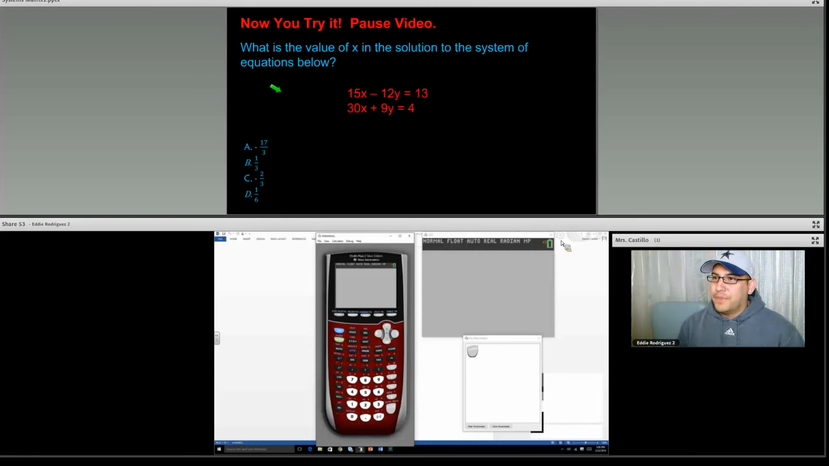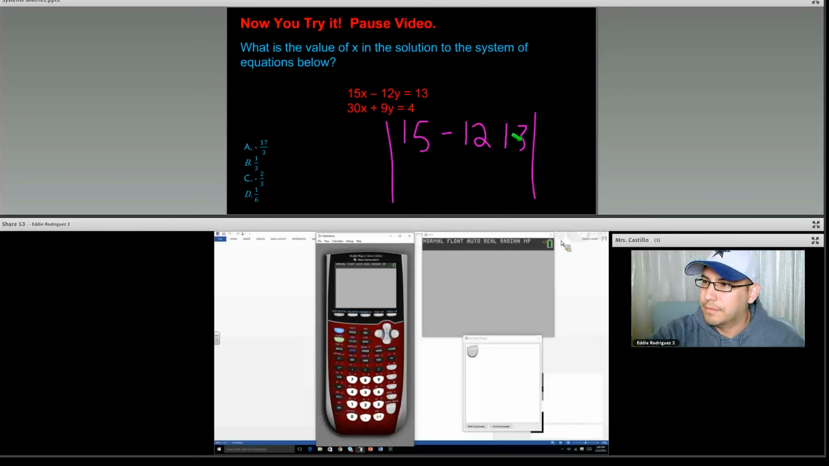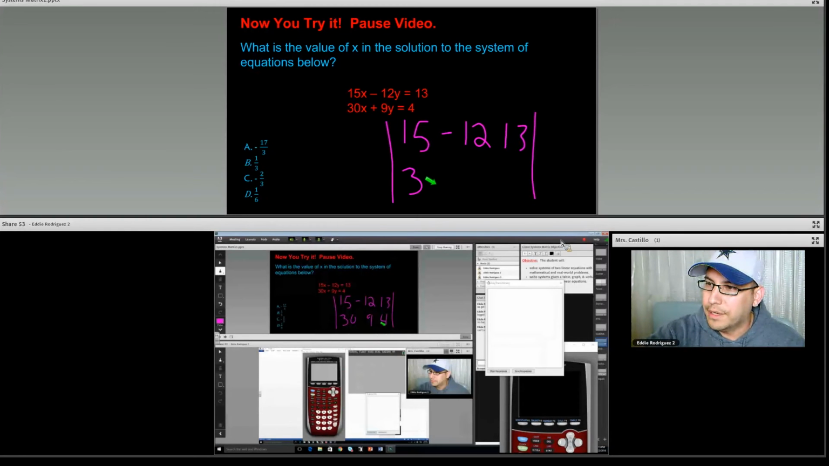So 15, -12, and 13 for the top standard form equation. And then we've got 30, 9, and 4. So that is my matrix that I need to plug into my calculator.